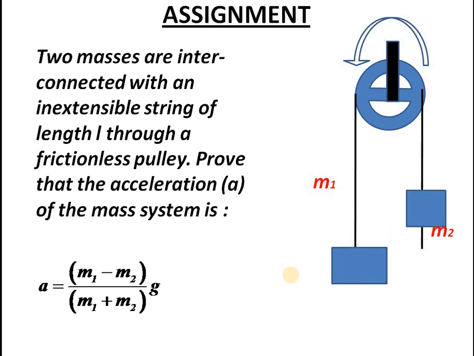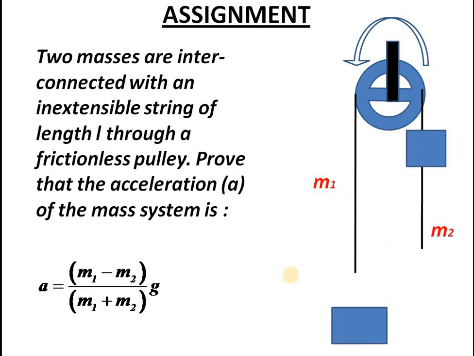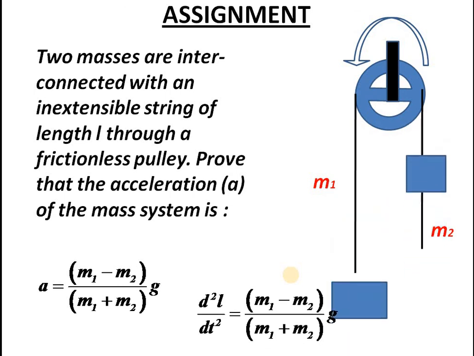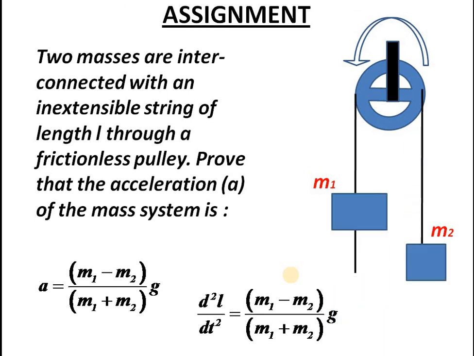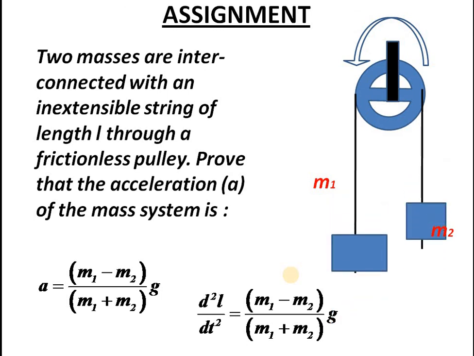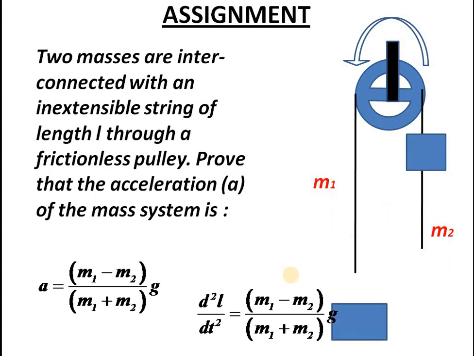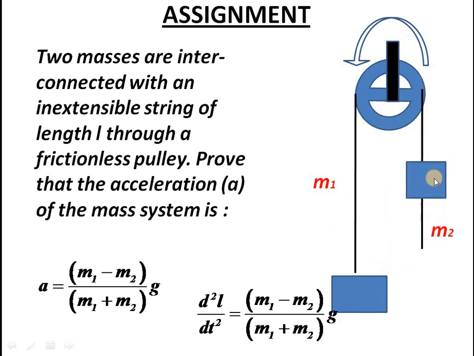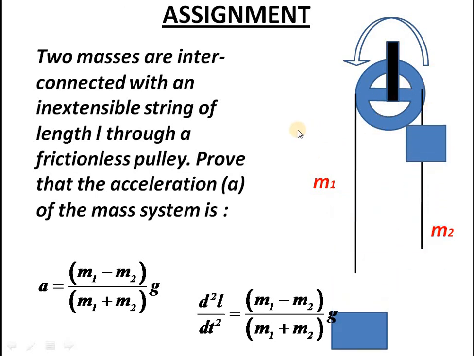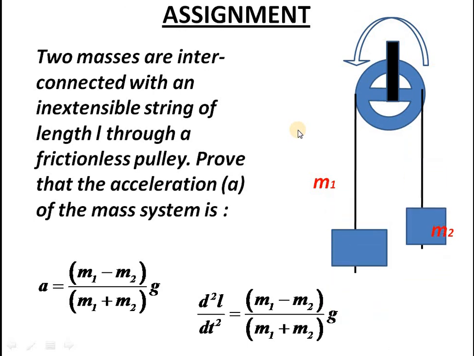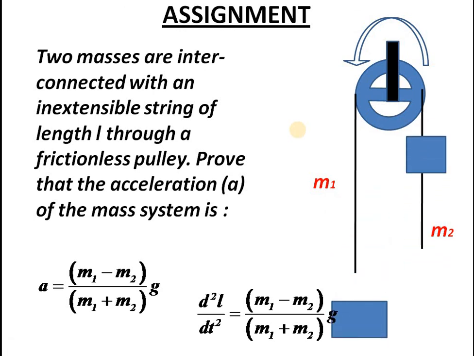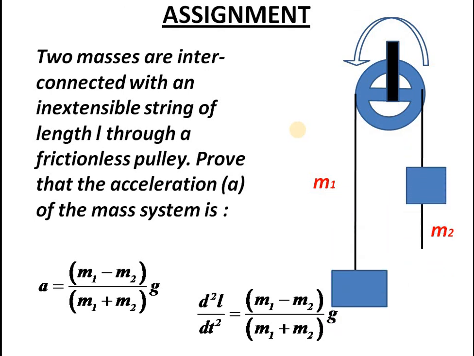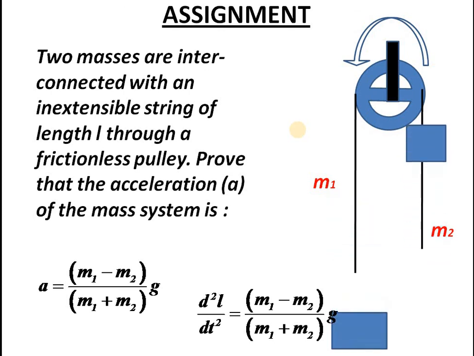acceleration of the system will be m1 minus m2 divided by m1 plus m2 times g, where g is the acceleration due to gravity. You can also write it as d square L by dt square equals m1 minus m2 by m1 plus m2 times g. Here L is the length of the string, the length of this rope. You can imagine it like that. In other notations, you can take as you wish. You do this problem, you will get enough help from standard textbooks. Go through it, study it, then do the problem and submit it in due time in Google Classroom.